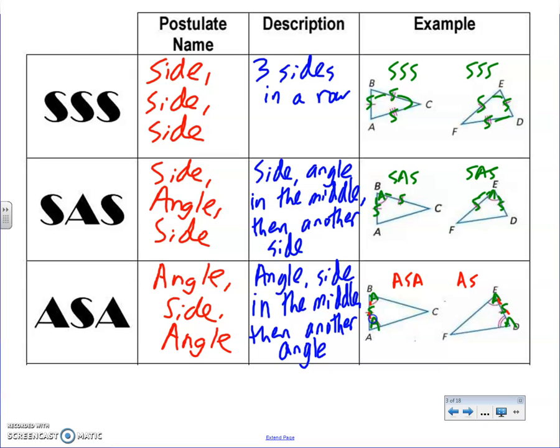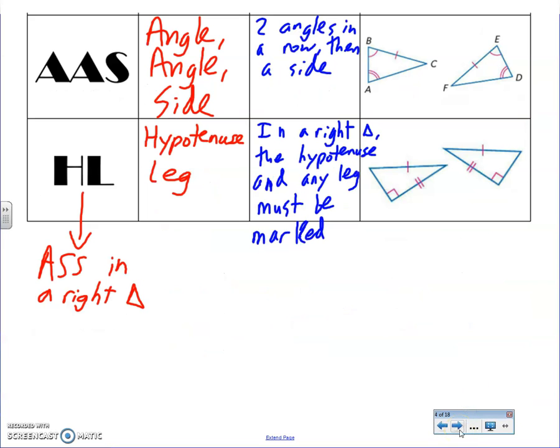They're matching. That is one of the 5 we're allowed. Once I see that, we can use the 6 equations, once you write the congruency statement, that is. The 4th one is AAS, 2 angles followed by a side. So 2 angles in a row, then a side.